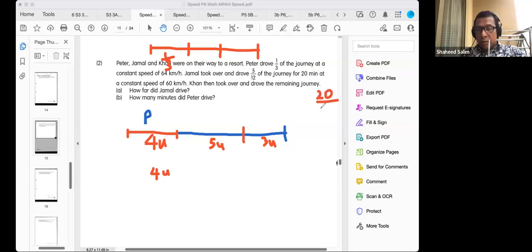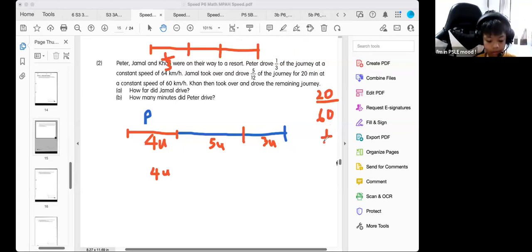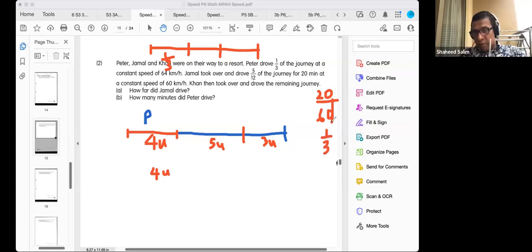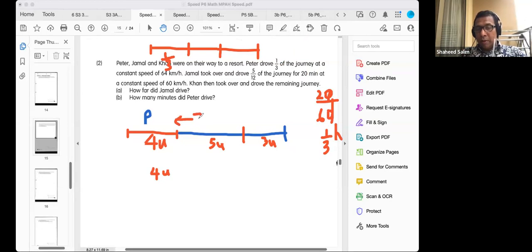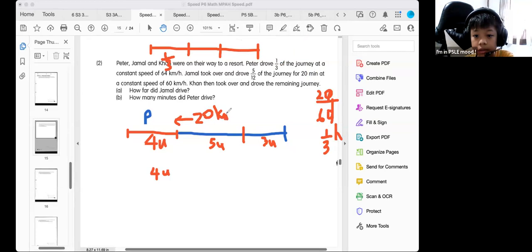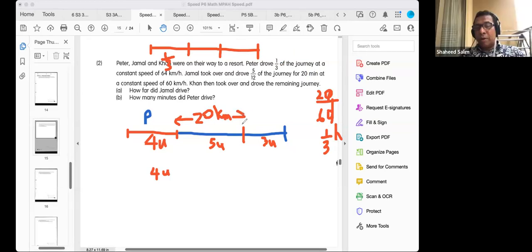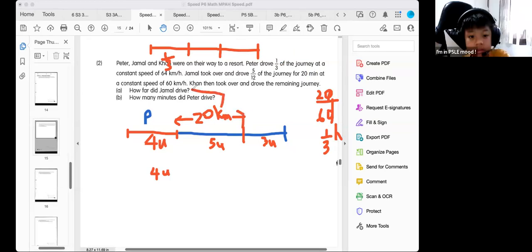You get 0.3. Or 1/3. You see, you look at it. 1/3. So 60 times 1/3 equals to 20. Good. So this part down here is 20 km. Now you can do already. So 5 units equals to 20 km. So how far did Jamal drive? You already answered already. Okay. You got how many minutes did Peter drive? Yeah. But how far did he drive?